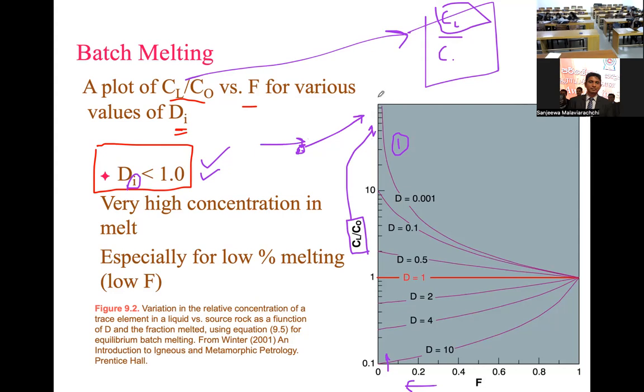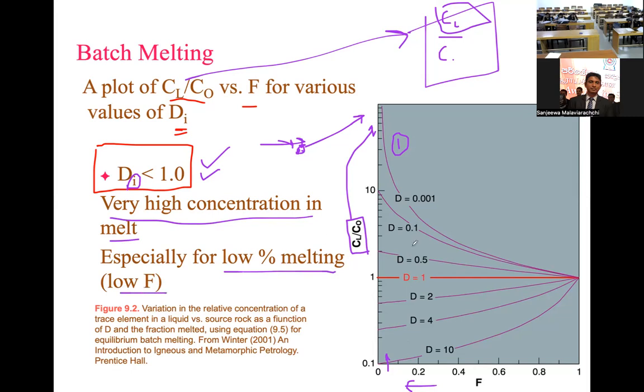Okay, so if you produce a very tiny amount of basaltic melt from a mantle composition, definitely the initial melt fragments will have a very strong concentration of those incompatible elements. Not only one element, almost all the incompatible elements will be getting more and more incorporated in those drops of melt. So you can see very high concentration in the melt can be found for a low degree of melting, that means for low values of F.